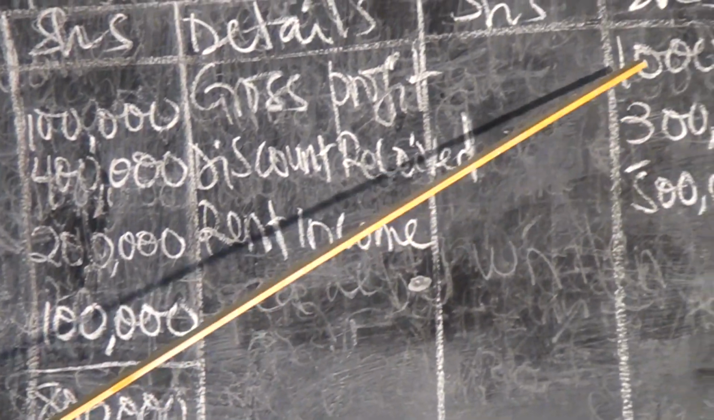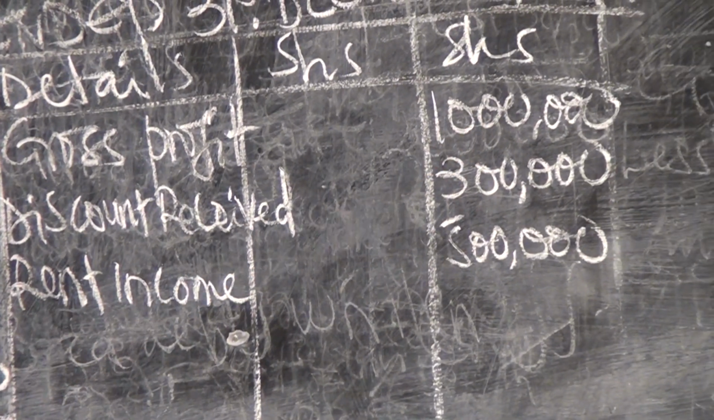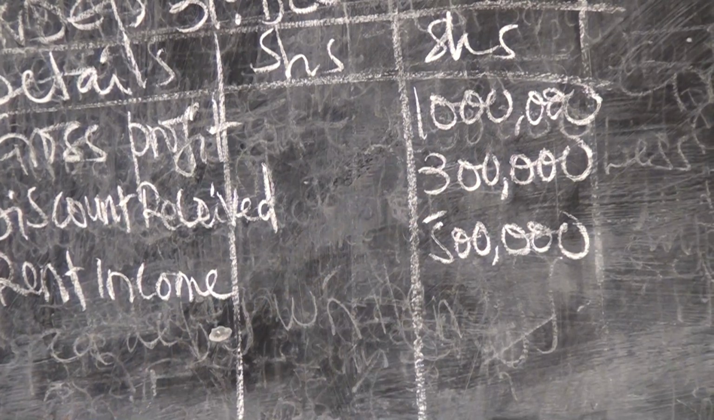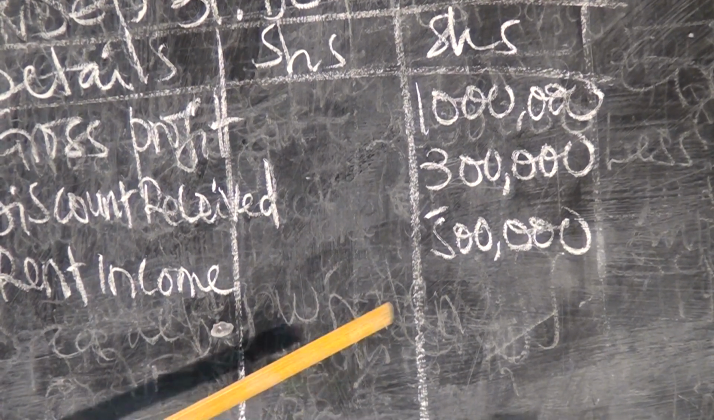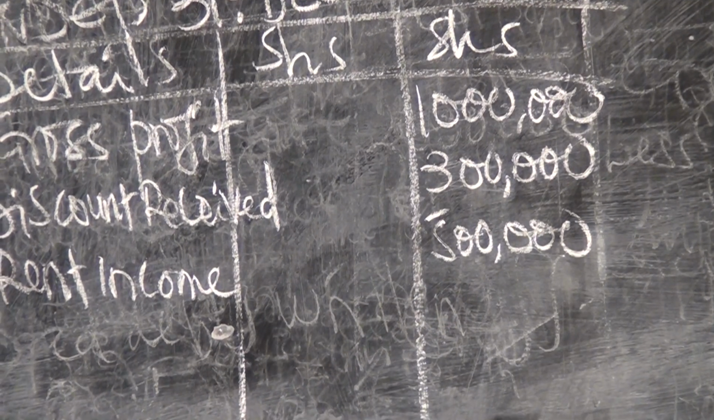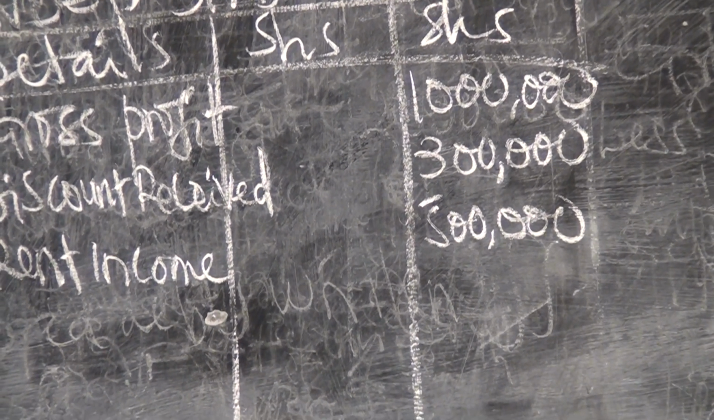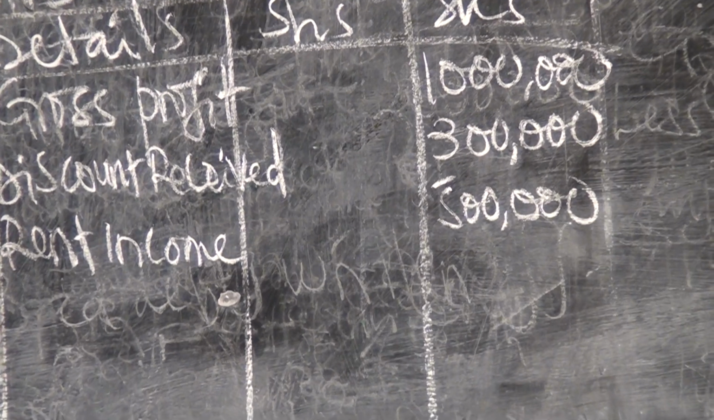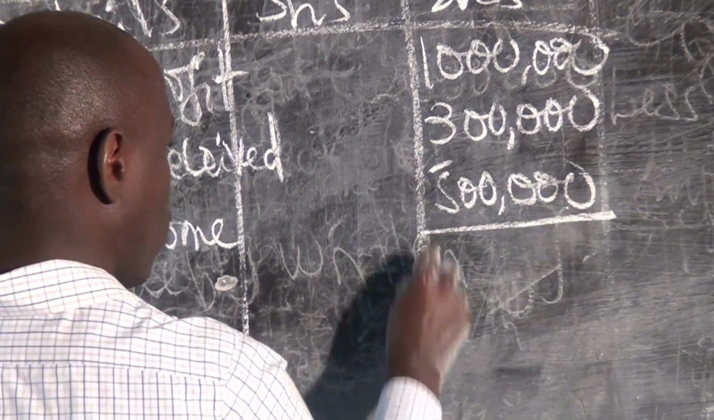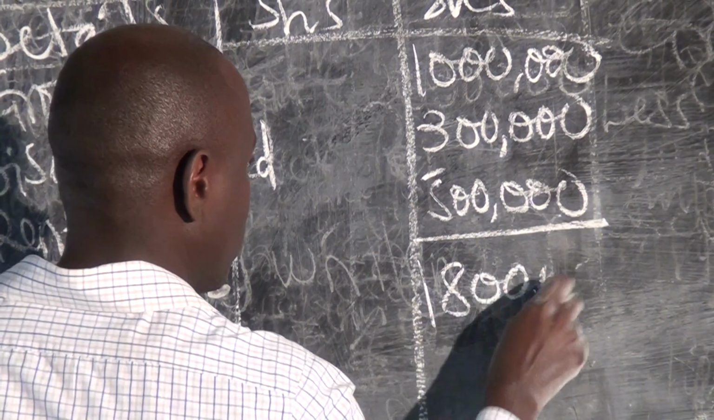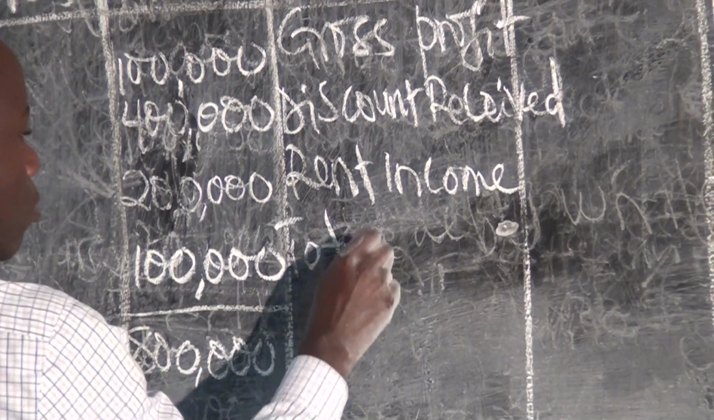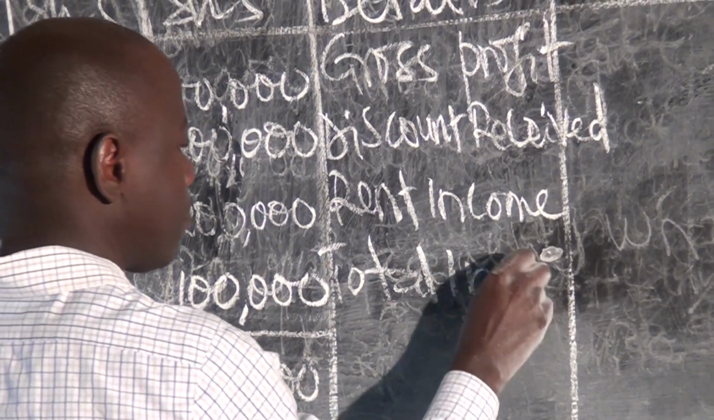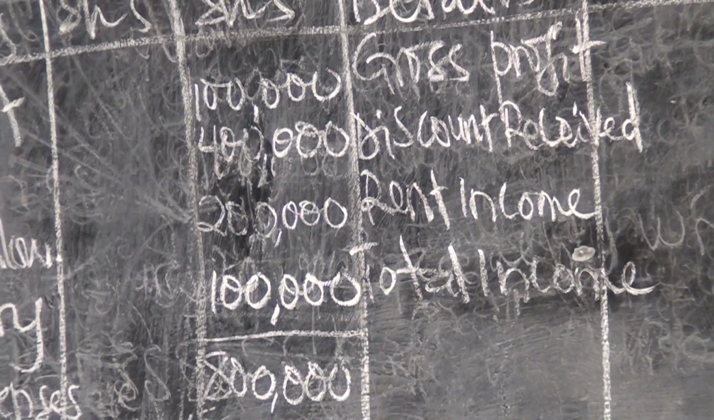Then the credit side, we add together. If you have a calculator, you can use it. 1 million plus 300,000, that's 1,300,000, plus 500,000, that is 1,800,000. Total 1,800,000, and that is called total income. Some may call it gross income.